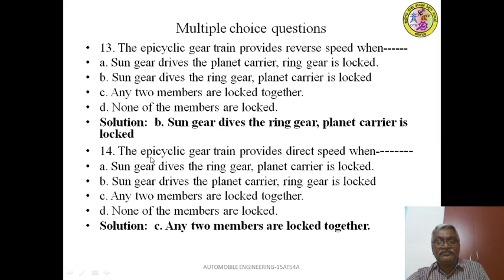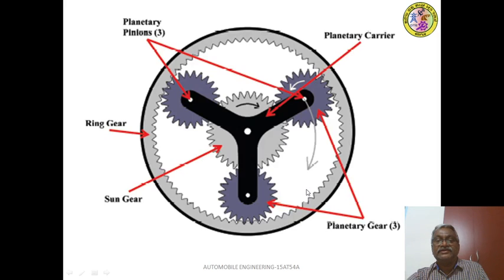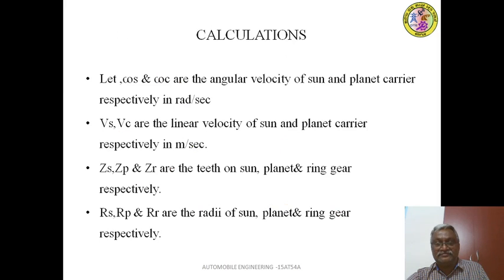Next, second one, the epicyclic gear train provides direct speed when any two members are locked. When any two members are locked together, we are getting direct speed. Consider like that sun and planet carrier are locked together. Then if the sun gear is driving member, this whole unit is rotating as a single unit, including ring gear. Everything is rotating as a single unit. We are getting direct drive, 1:1.